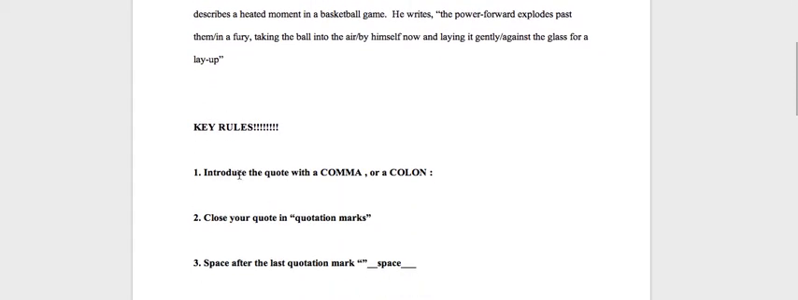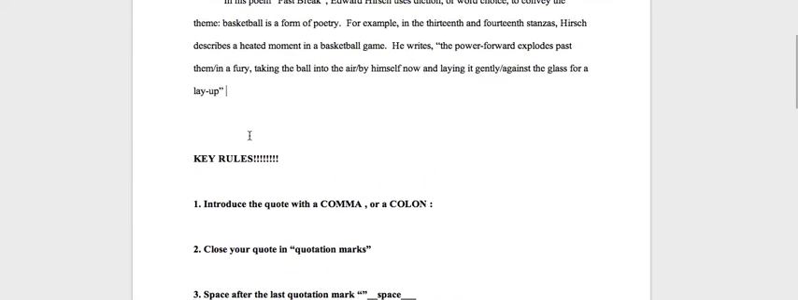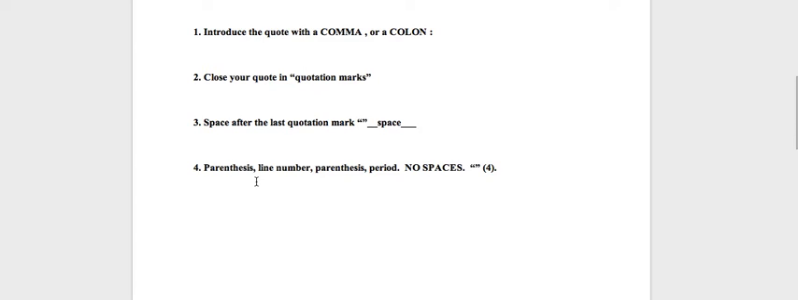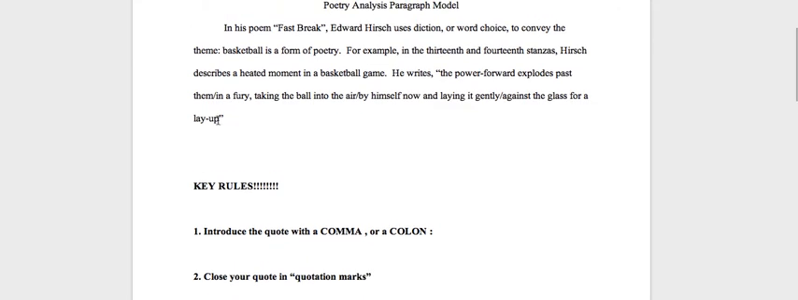Anyway, so I did rule number 1, check, done. Did rule number 2, I closed it in quotation marks. Rule number 3, I need a space after the last quotation mark. Already done, I'll do it again. Space. Now I need parentheses, line number, parentheses, period. Here we go. Go back up to the quotation mark, I have my space, parentheses, let's say the line number is 25, and parentheses, period.